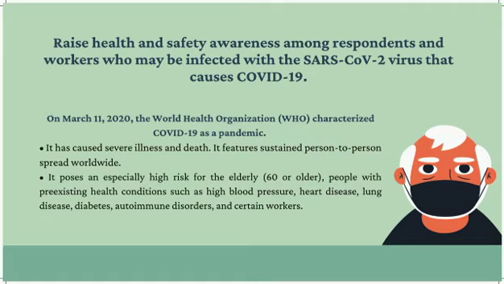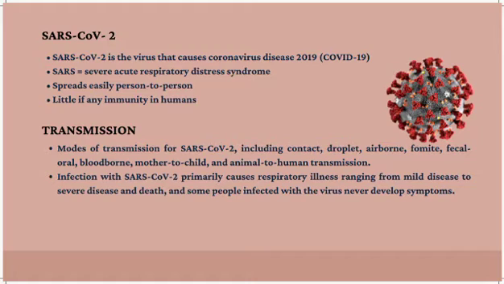Current evidence suggests that SARS CoV 2, the virus that causes COVID 19, is predominantly spread from person to person. Understanding how, when, and in what types of settings SARS CoV 2 spreads is critical to develop effective public health and infection prevention and control measures to break chains of transmission. We all know SARS CoV 2 is the virus that causes coronavirus disease 2019. It is a severe acute respiratory distress syndrome.